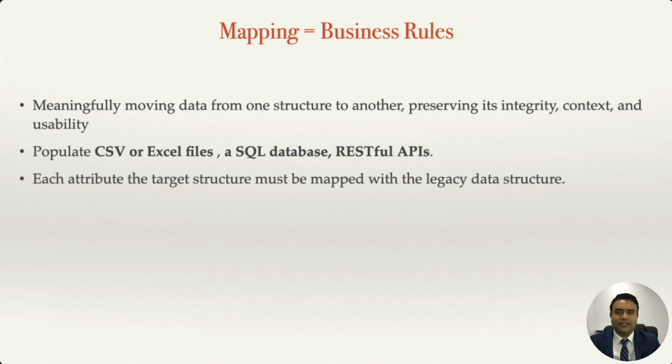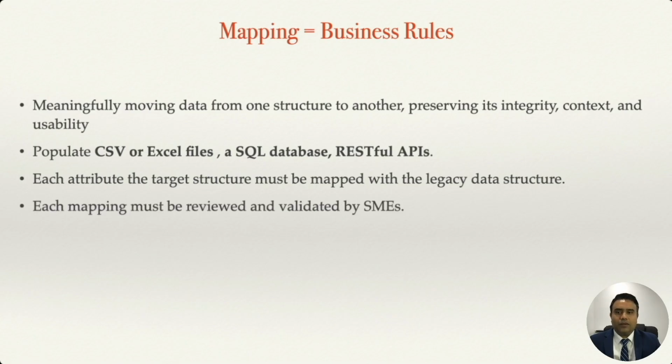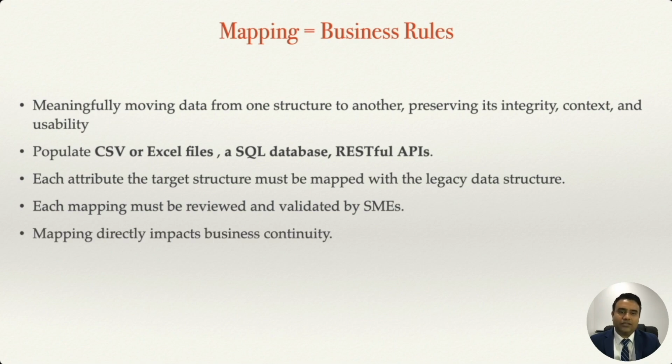Whatever the means on the target side, each attribute or column of the target table or API must be mapped with the legacy data structure. Mapping decisions made for data migration directly impact business continuity after the retirement of the legacy system. Therefore, I see each data mapping decision as a business decision that must be reviewed, approved, and documented as a data migration business rule. Trivial choices such as using any default values as unknown or none, or even leaving something null for the target field, are also part of mapping and thus a business rule.